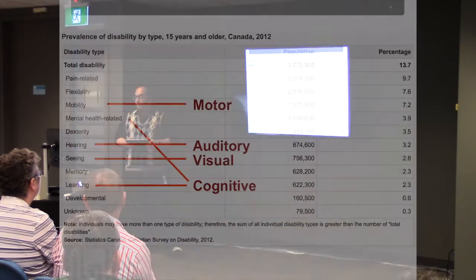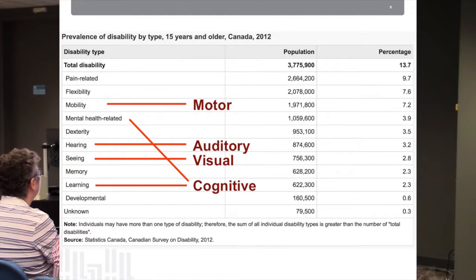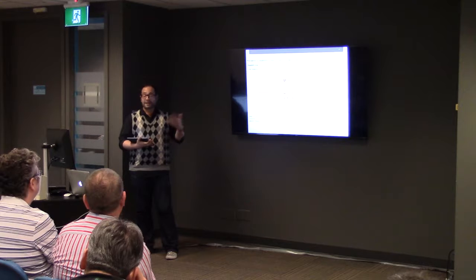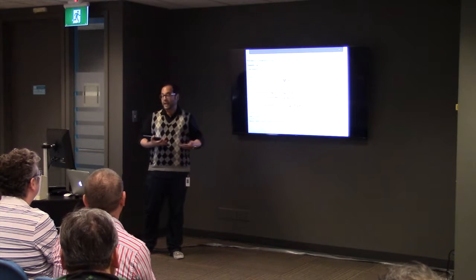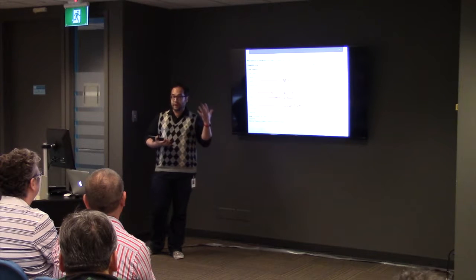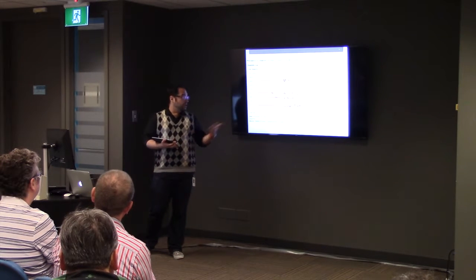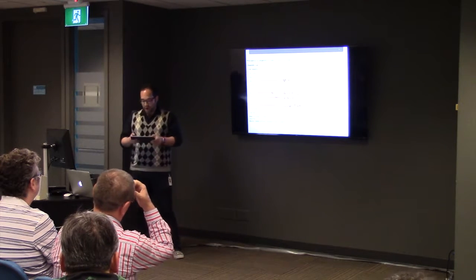The first being motor issues, and you can see that motor shows up right at the top. It's related to mobility and pain and flexibility. Auditory, hearing issues. We also have visual issues related to seeing. And last of all, we also have cognitive issues. So that means people who have dyslexia or other types of cognitive issues that make it difficult for them to understand or retain information. Someone with a form of head trauma that has short-term memory technically falls under this category of cognitive.